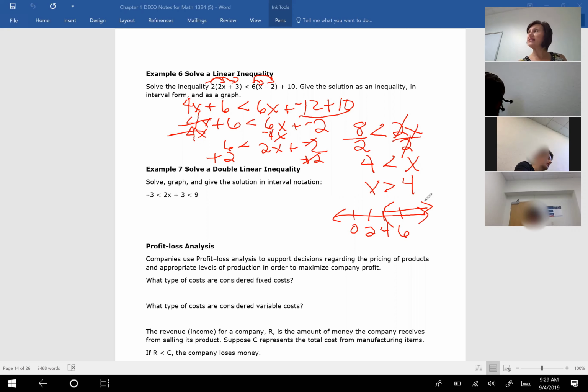Now, how would we write this answer in interval notation? What would you put down first? The 4, because remember, we do it in order from least to greatest. So when I'm looking at this graph, the first thing I come to is the number 4. And it goes to where? Positive infinity. And then what do I need to put around the 4? A parentheses. What do I put around infinity? There you go. So here's interval notation. Here's the graph. Here's the inequality.